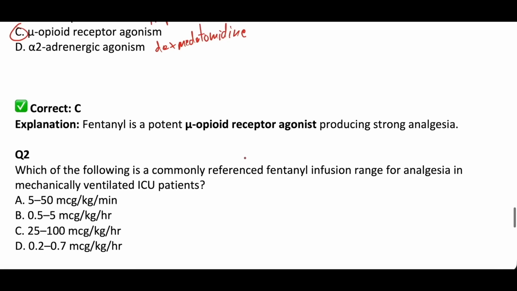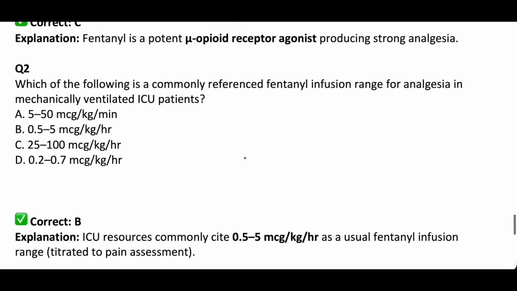The correct answer is B. ICU resources commonly cite 0.5 to 5 micrograms per kilogram per hour, just from an educational standpoint. 0.2 to 0.7, people talk about this with Dex. 5 to 50 micrograms per kilogram per hour, or 25 to 100 micrograms per kilogram per hour are far too high, right?